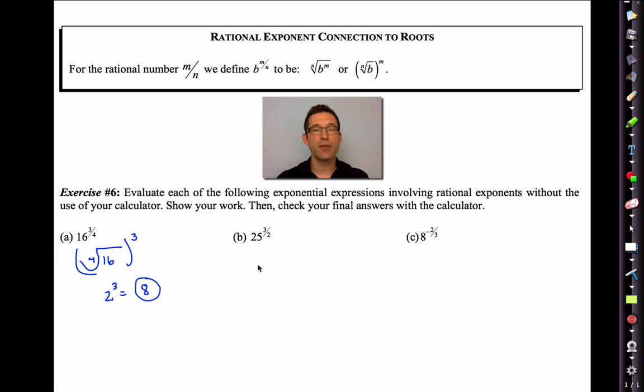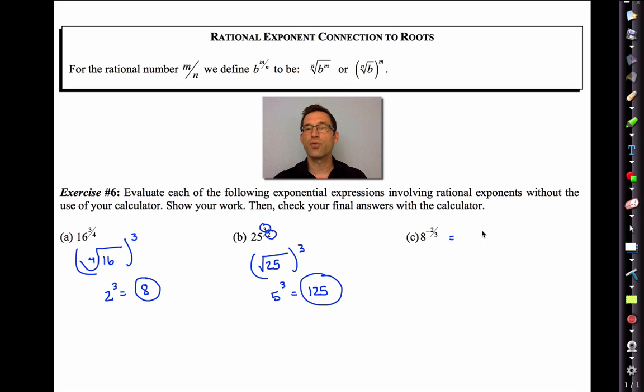25 to the 3/2, well, that's going to be the square root of 25 cubed. So this indicates a square root, this indicates a cubing. The square root of 25 is 5, 5 cubed is 125.